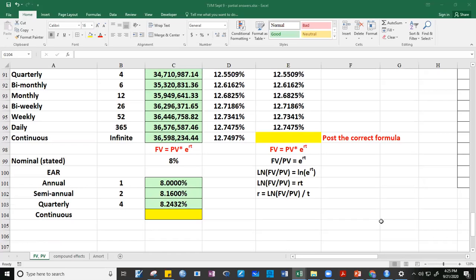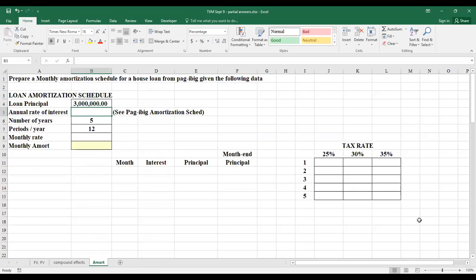Tapos, hindi gumagalaw yung screen ko. Gumagalaw? Ay, hindi po gumagalaw. Yung sa screen ko? Sa akin po. Parang naka-freeze pa rin. Okay, wait. Ay, oo, sorry. Yan. Yan, okay na? Okay na po.